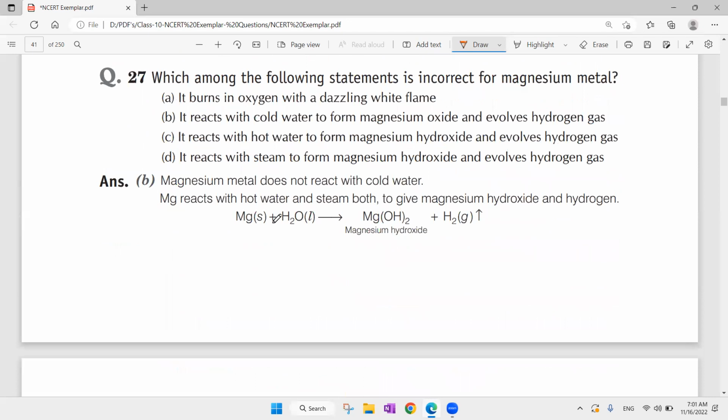Now 27. Which among the following statements is incorrect? They are asking about magnesium metal. It burns in oxygen with a dazzling white flame. Yes, this is correct. It reacts with cold water to form magnesium oxide and evolves hydrogen gas. No. Magnesium cannot react with cold water. It reacts with hot water. Yes, magnesium reacts with hot water and steam. It cannot react with cold water. So the answer is B.